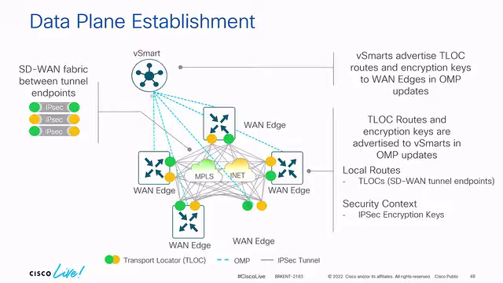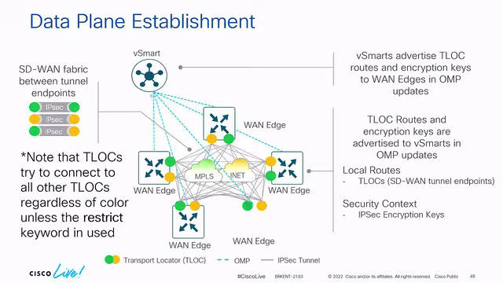Now, I didn't mention this before, but when we build those connections, essentially every TLOC by default will try to connect to every other TLOC, regardless of color. That's important, because you may have two transports that aren't supposed to communicate to each other, and then you're not going to be able to form those data plane connections between those devices, right? So if you do not want those transports to talk to each other over a BFD session, we can use the restrict keyword to prevent that from happening.